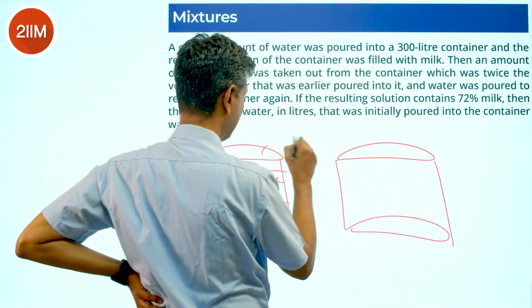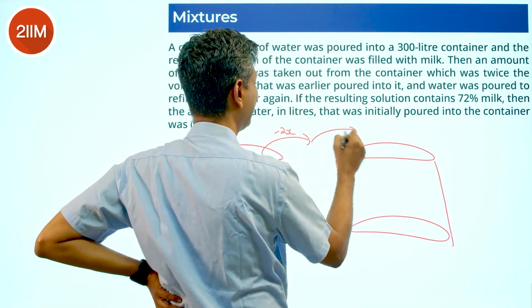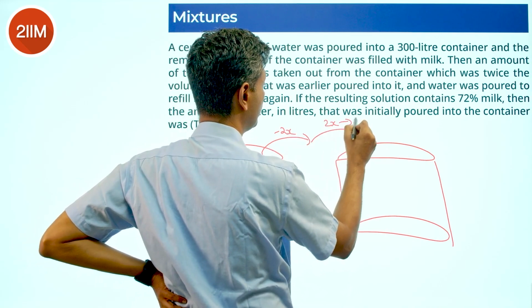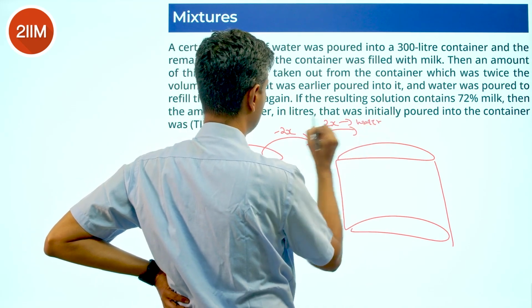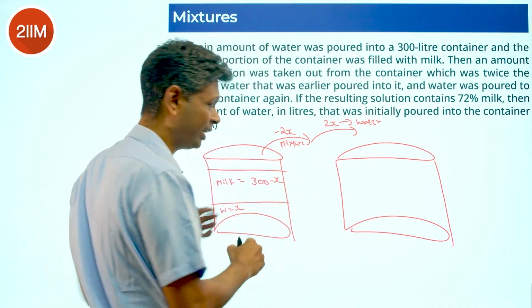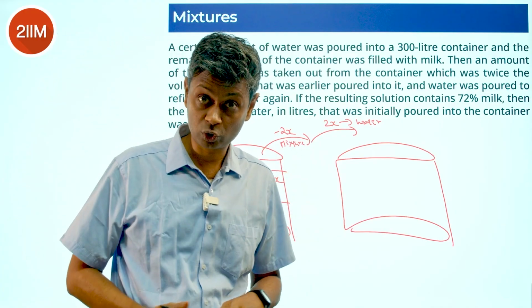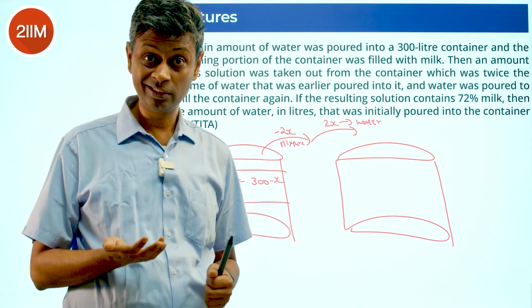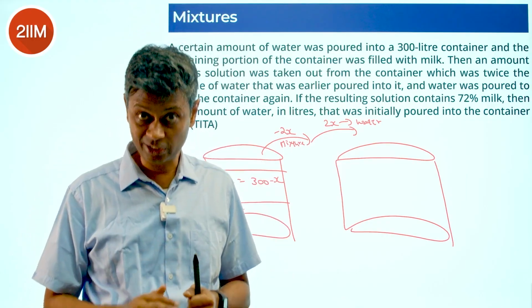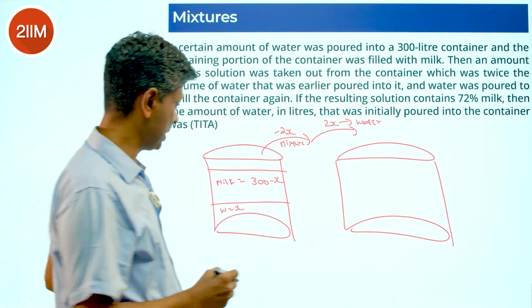From this we take out minus 2x and then add 2x. This 2x is pure water. This minus 2x is the mixture. Whatever is inside, I take 2x of that out and then add 2x of water. So my water concentration should increase, milk concentration should decrease. And once that happened, we have 72% milk.